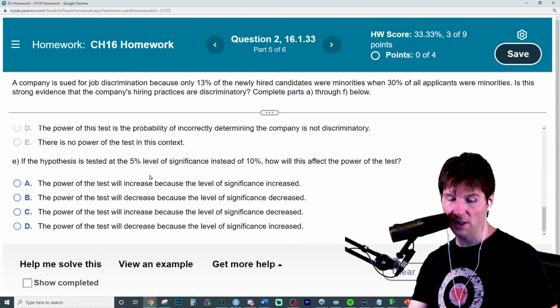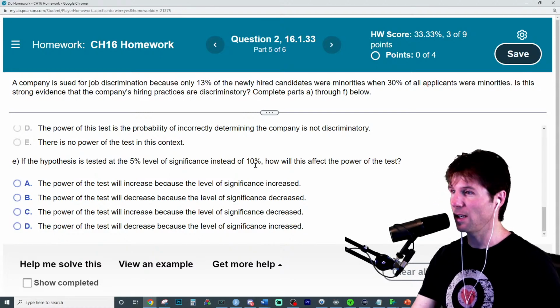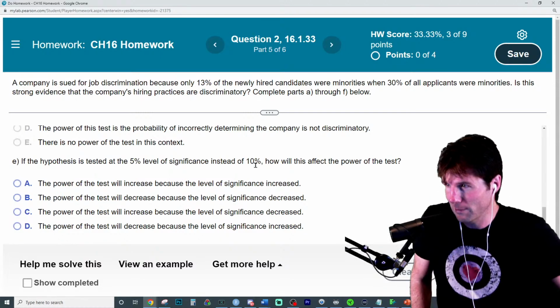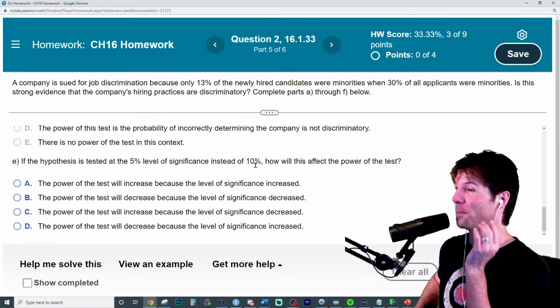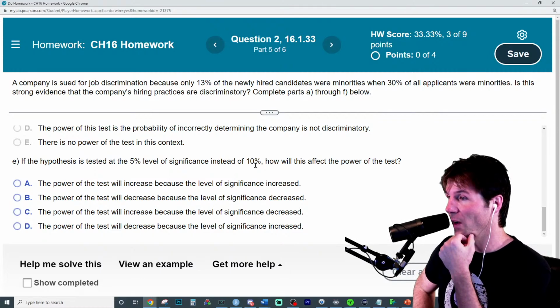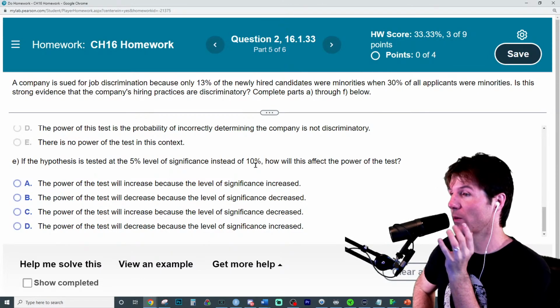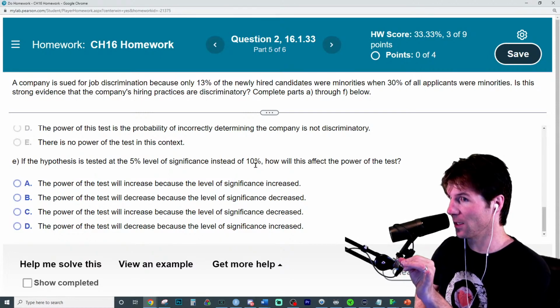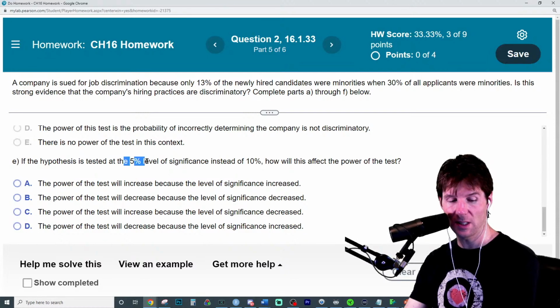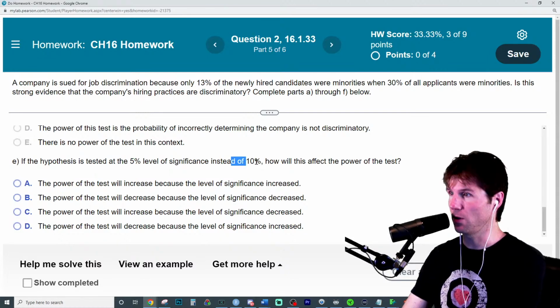If the hypothesis is tested at the 5% instead of, now this is where they get me sometimes, because I wish they just said, okay, here we go. They're saying it's going to be tested at the 5% instead of the 10%. So what are they doing right here? They're lowering alpha. Does that make sense? They're saying we're going to test at the 5 instead of the 10%.